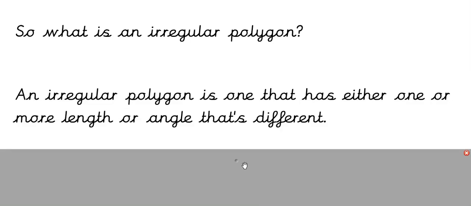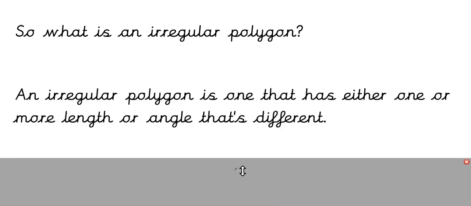So an irregular polygon is one that has one or more lengths or angles that are different. So for example, a rectangle is an irregular polygon. Well done if you remembered that.